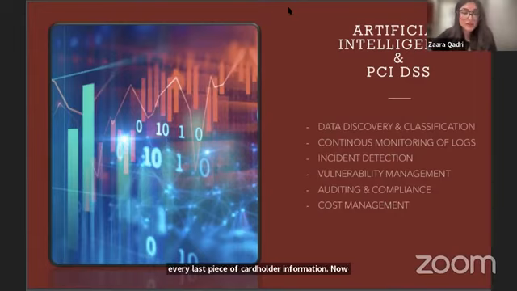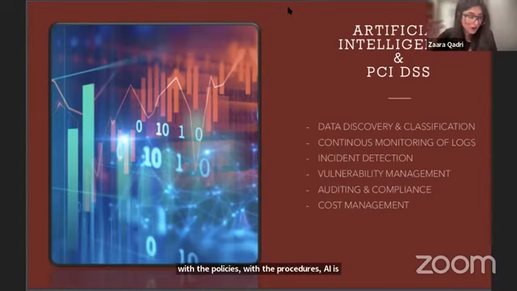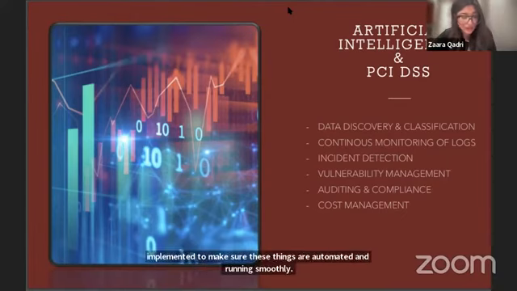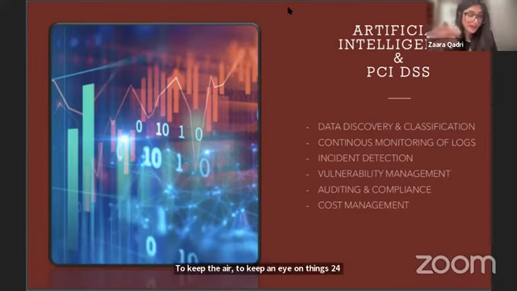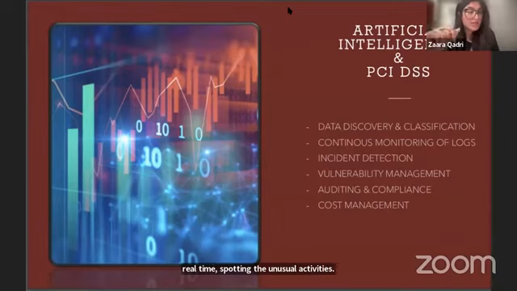And a lot of people don't realize on a day-to-day basis that there is AI in place with the policies, with the procedures. AI is implemented to make sure these things are automated and running smoothly, to keep an eye on things 24/7. You can have AI in the background monitoring everything in real time, spotting the unusual activities. In a lot of these banking environments, the tools that they use, their dashboards that they use, they are all automated by AI already.